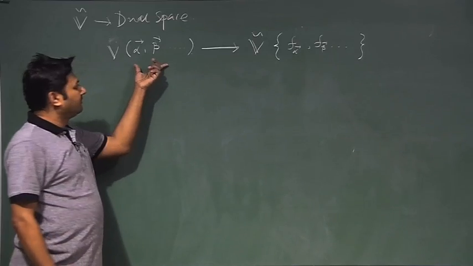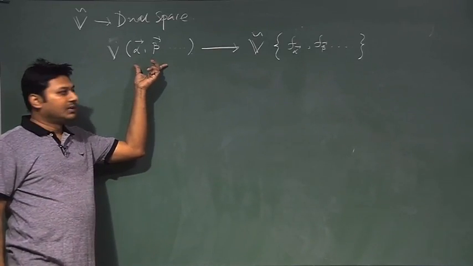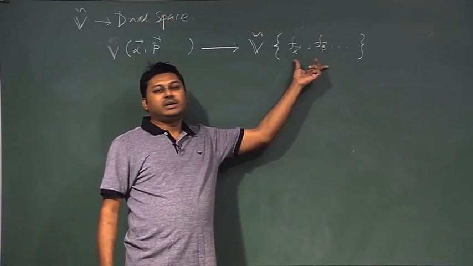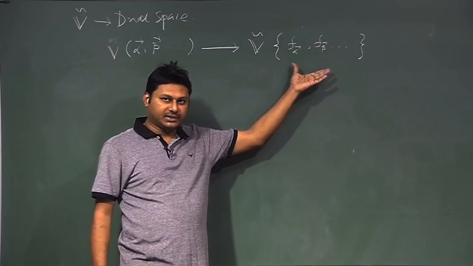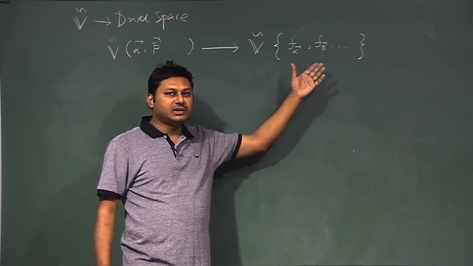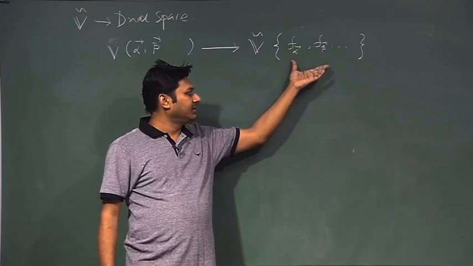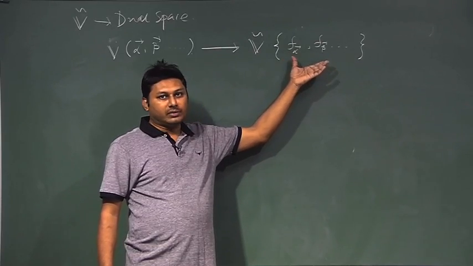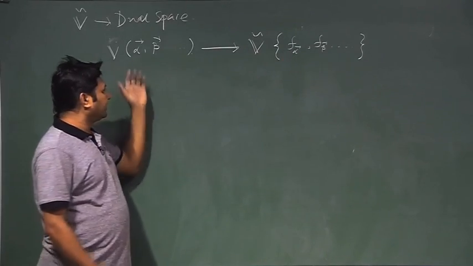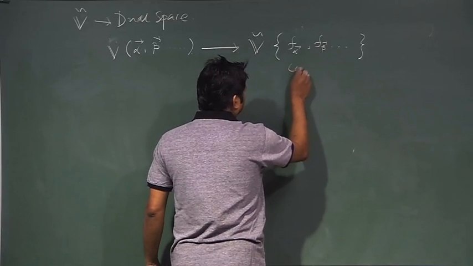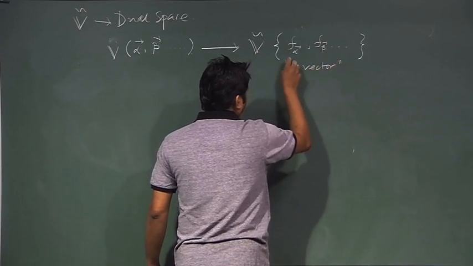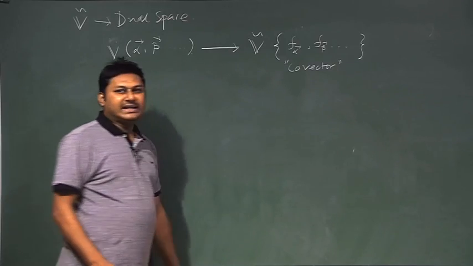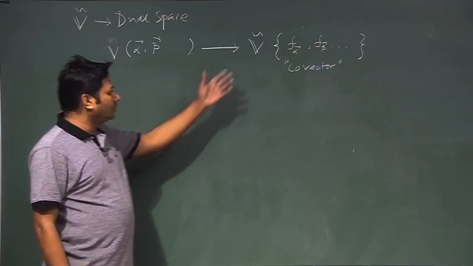We call these vectors, and in this case they are also forming a vector space. One can prove that; I am not going to prove this here. This set of linear functionals is also forming a vector space, but they have a different name. If I say this is a vector, sometimes they call this a co-vector. Also, some technical terms are associated with this dual space.